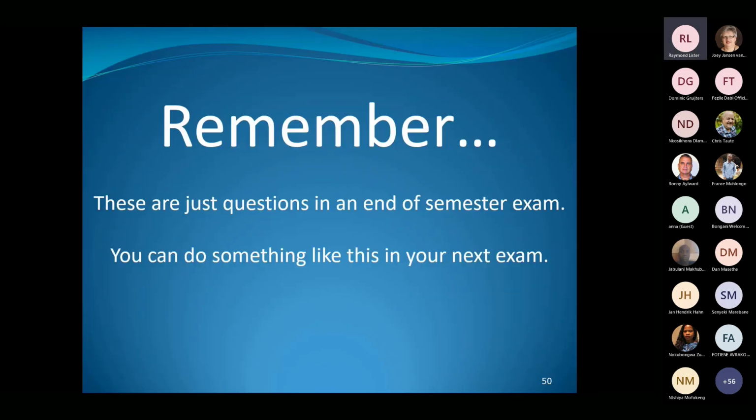And remember, before I get to anything else, these are just questions in an end of semester exam. You can do something like this yourself. All we're trying to do is move our understanding of our students along by using our exam not just as a way of assigning a grade or a point score to a student. We're also using it as a diagnostic tool to try and figure out what's going on with our students and why they're having problems learning. And all we're doing is putting questions in an exam that we have to write anyway.